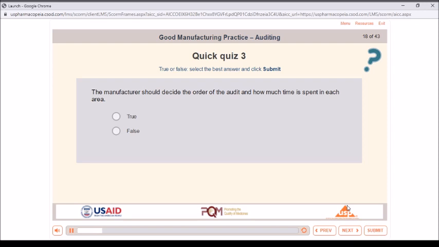Quick Quiz 3. True or false? Select the best answer and click Submit. The manufacturer should decide the order of the audit and how much time is spent in each area. True. False.